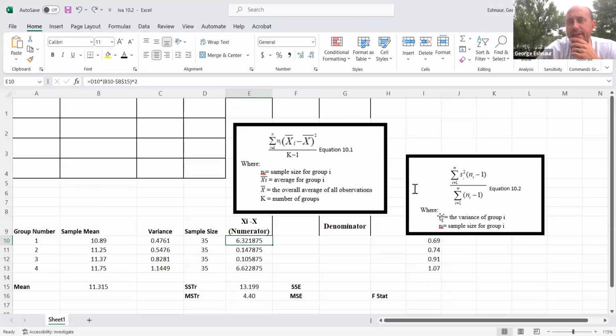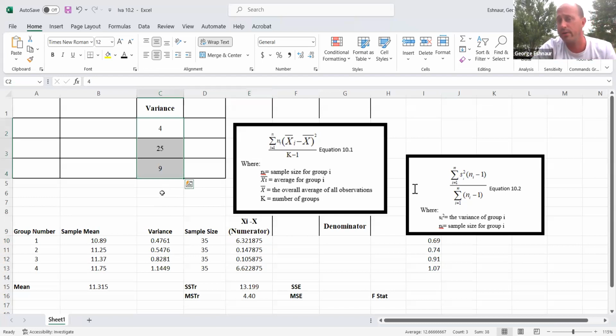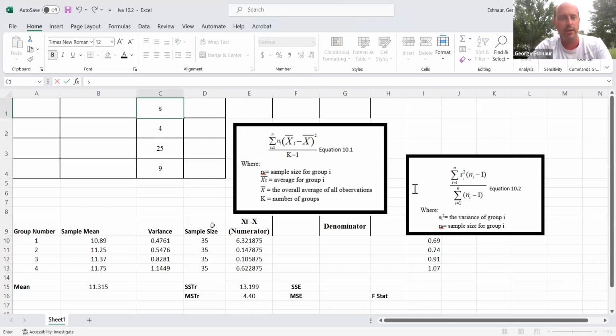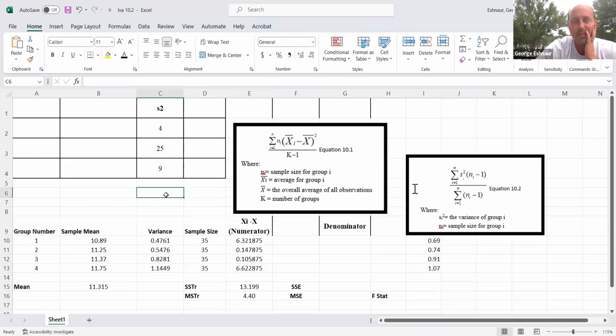But again, it isolates it as the variance of group i, okay? So when variance is provided like it is in that question, these are the variances that are provided. That means they're already squared. It's already s squared, so this might as well just say s squared instead of variance. All the legwork's been done for you.